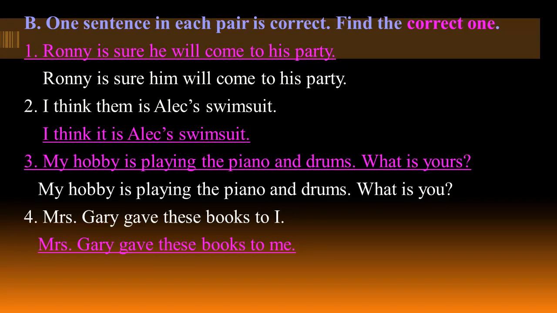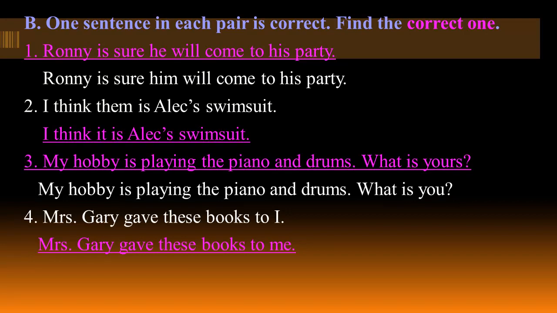Okay? Students, now I hope you can differentiate between the subject and object pronouns, and where to use he, she, and where to use him, her, them. Point number 2 is: I think them is Alice's swimsuit, and I think it is Alice's swimsuit. And the correct sentence is it is Alice's swimsuit, not them. We use it for objects and for things. So we commonly use the pronoun it as both subject and object pronoun.